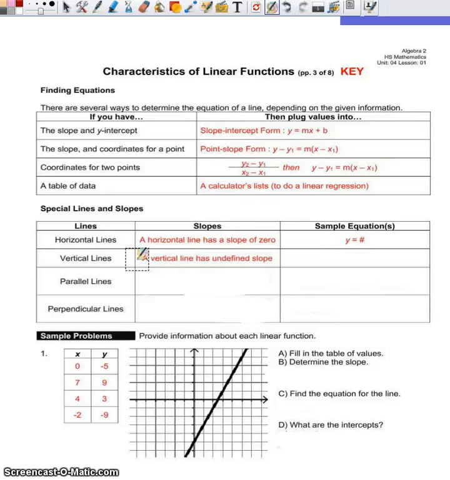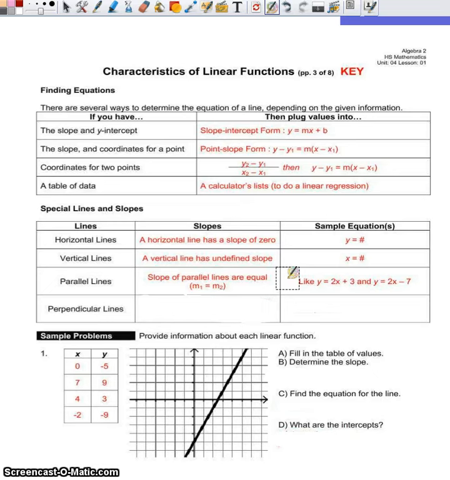And that equation is going to look like x equals some number. What if I have parallel lines? What do I know about parallel lines? That's correct. My slopes are parallel. If my lines are parallel, my slopes are equal. So it'd be something like y equals 2x plus 3 and y equals 2x plus 7. That would be an example of that.